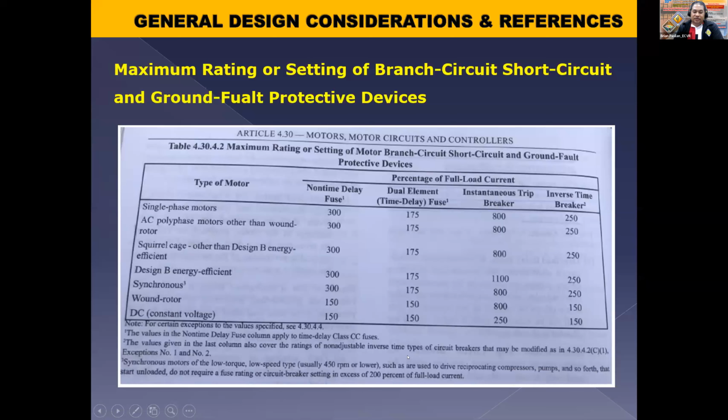Okay. So question from Sir Jason, no? Okay. Anong treatment po for same rating motor loads, 230 horsepower kung sabay silang andar.